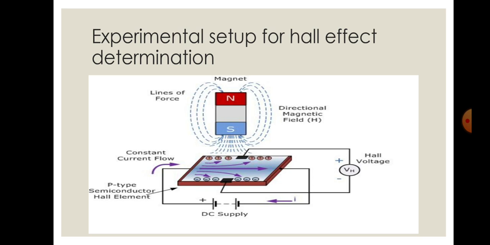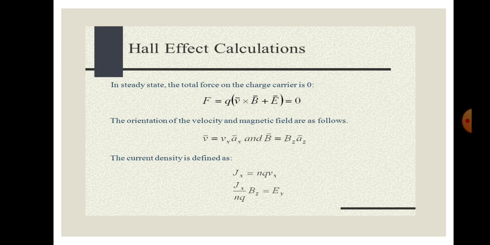The upward directed force causes accumulation of holes at the top of the sample that gives rise to a downward directed electric field Ey. Since there is no net current flow along the y direction in the steady state, the electric field along the y-axis exactly balances the Lorentz force, that is q Ey is equal to q vx Bz. Ey is equal to vx Bz. Once the electric field Ey becomes equal to vx Bz, no net force along the y direction is experienced by the holes as they drift in the x direction.